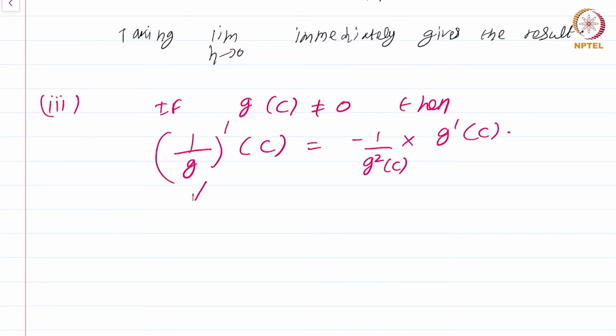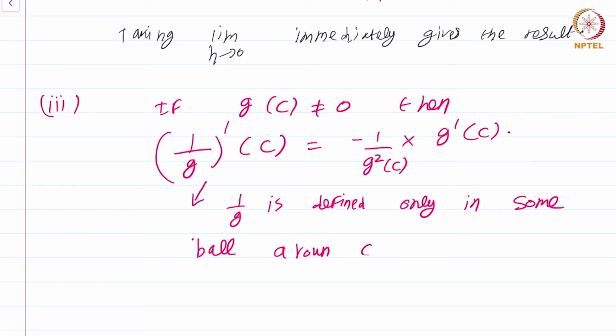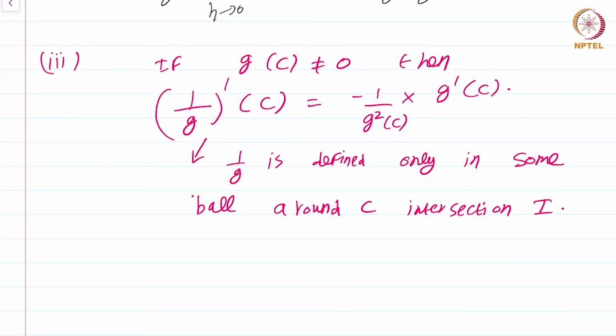Okay, now note that this 1 by g is defined only in some neighborhood or some ball around c intersection I, this interval I. This 1 by g is not a globally defined function on the whole of I. It can happen that even though g of c is not 0, g could be 0 at some other point. Okay, so let's prove this.